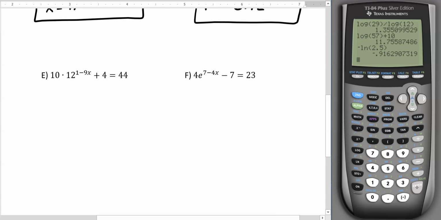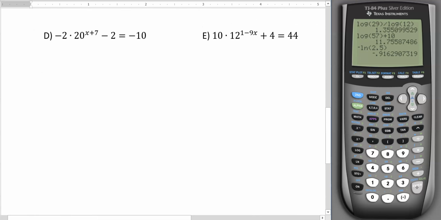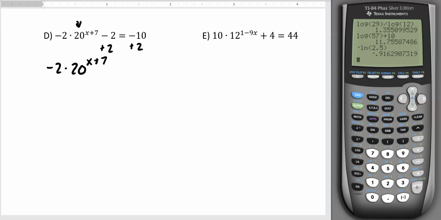All right, let's do a few more together. Make sure we're feeling confident with all of these. Let's start with letter D here. Okay, what do I need to do first? My base is 20, so I'm going to get that all by itself. I need to add 2 to both sides, so I'll have negative 2 times 20 to the x plus 7 equals negative 8. And I need to divide by negative 2, divide by negative 2. When I do that, I get 20 to the x plus 7 equals 4.